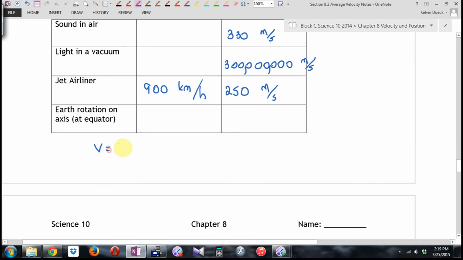Speed is distance over time, right? Once around a circle has a special name. What do we call the distance around a circle? It begins with the letter C. You've seen it in math. Circumference, which is 2 pi r.